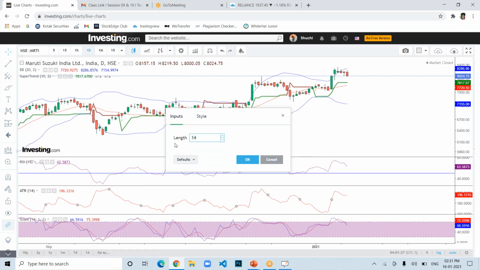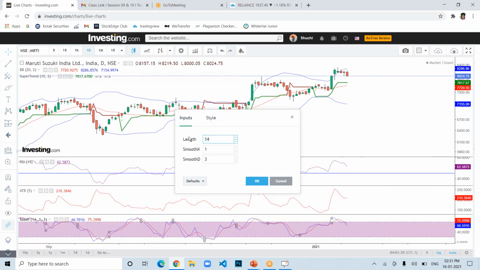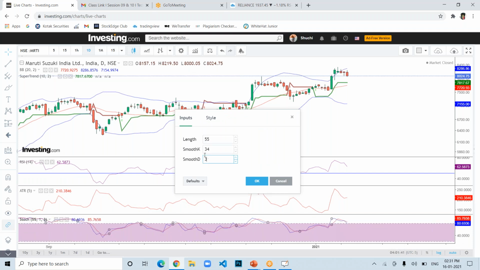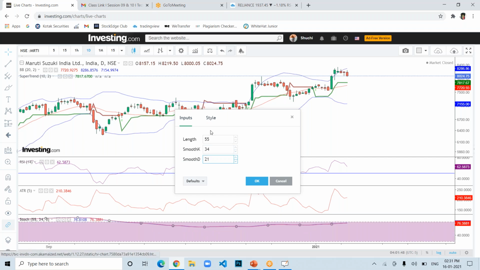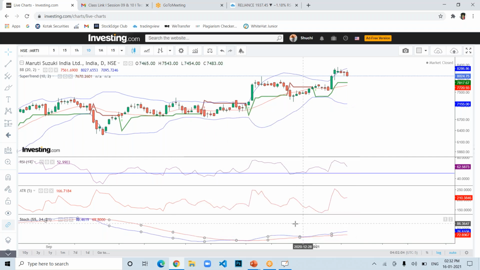This I will again change the input to 5 period ATR, and stochastic I will change it to 55, 34 and 21. Why 55, 34, 21? Because they are simply the Fibonacci numbers, and I am trying to identify the medium term trend by the stochastic. Okay, and I will again hide these boundary limit. I just need the %K line and the %D line.